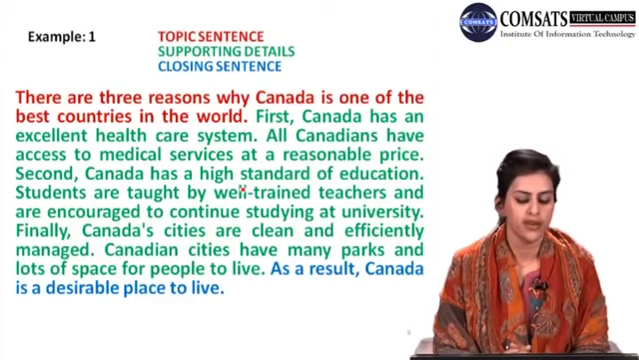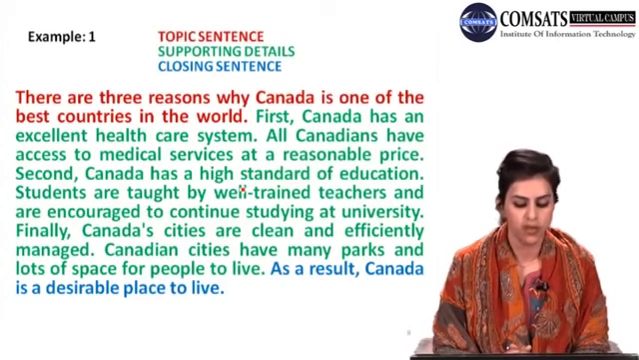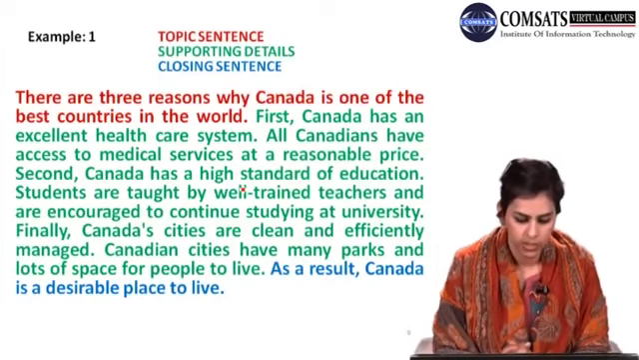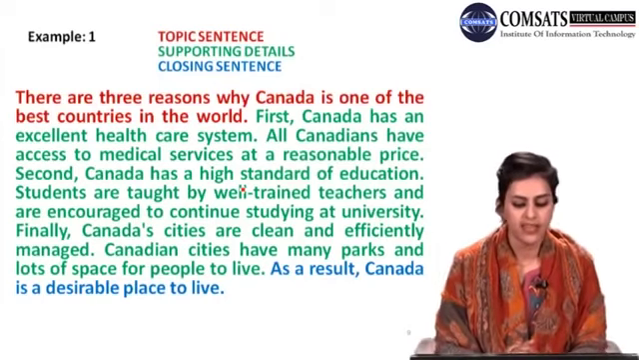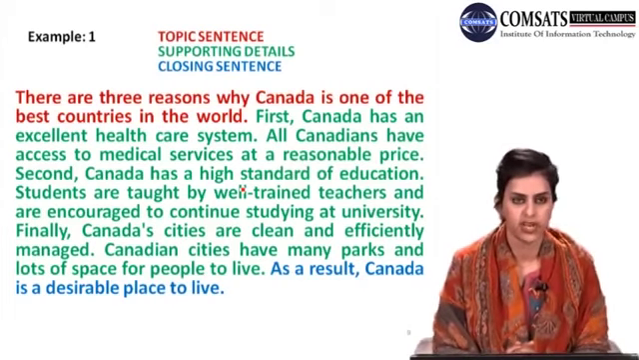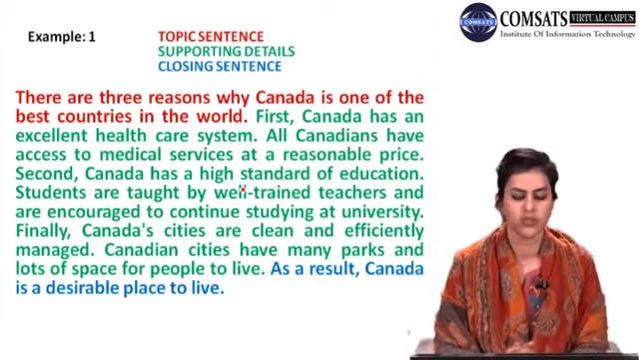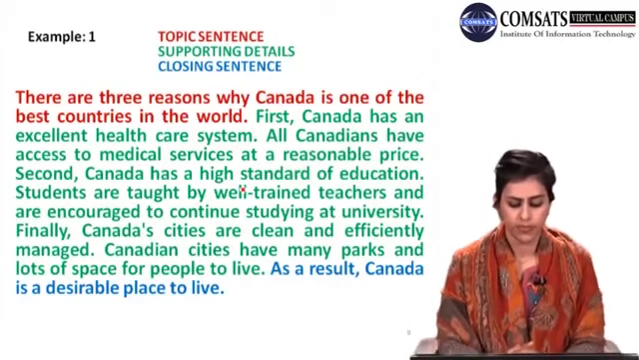Now the second reason that the writer gives is Canada has a high standard of education. Students are taught by well-trained teachers and are encouraged to continue studying at university. So this is how the second reason for stating Canada as one of the best countries in the world is their education. Finally, Canada's cities are clean and efficiently managed. Canadian cities have many parks and lots of space for people to live.